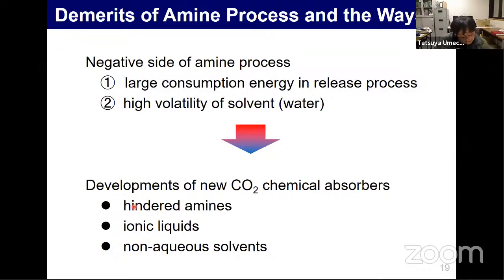As I stated before, the amine method is the major chemical absorption of carbon dioxide at present. Although the chemical absorption of carbon dioxide with the amine method has been put to practical use, there are some problems with the amine method. First, the energy required to release carbon dioxide from the absorption solution is large. This is due to the strong chemical bond formed between carbon dioxide and amine molecules.